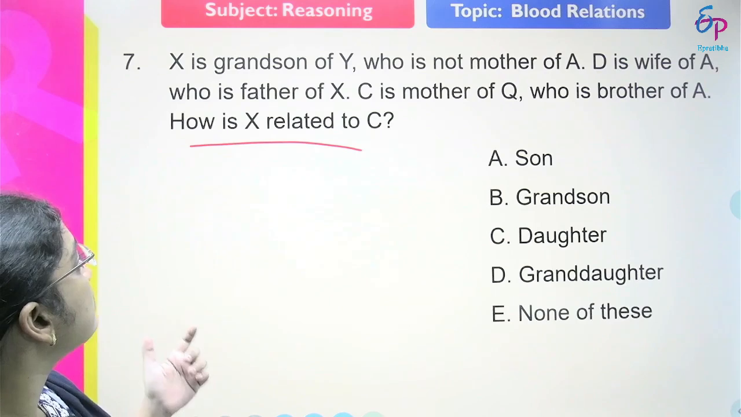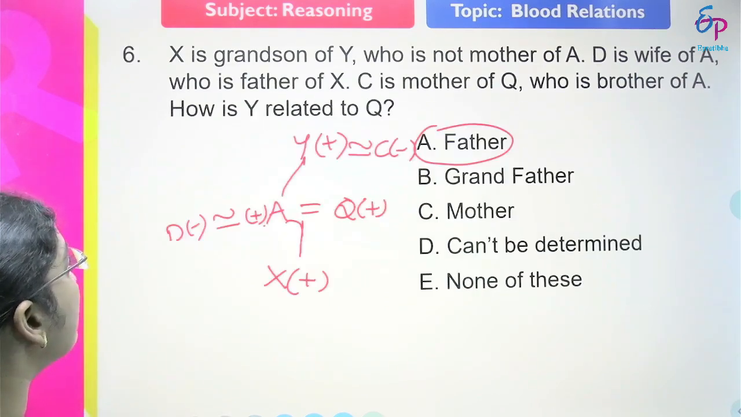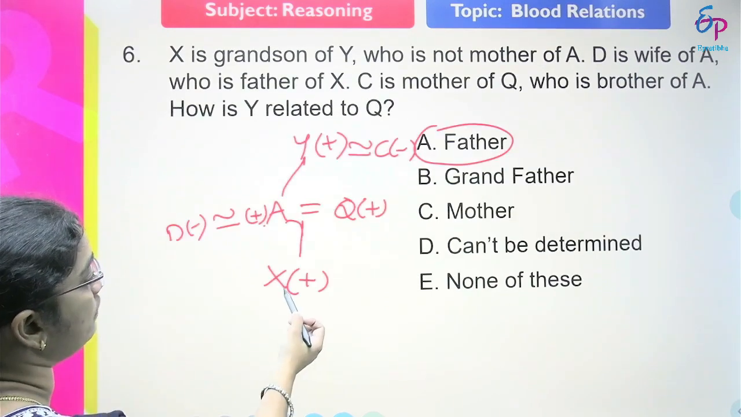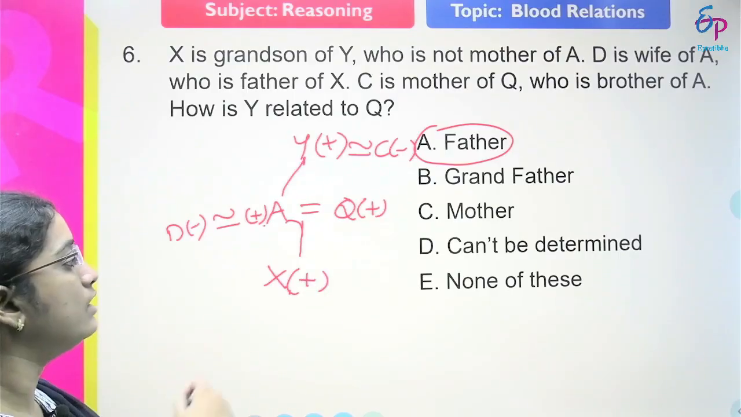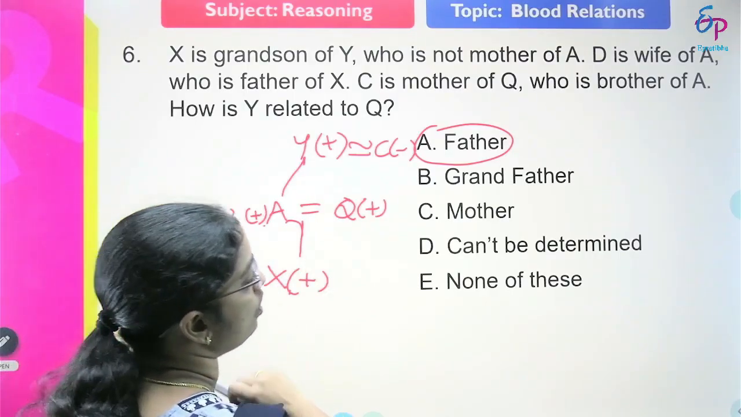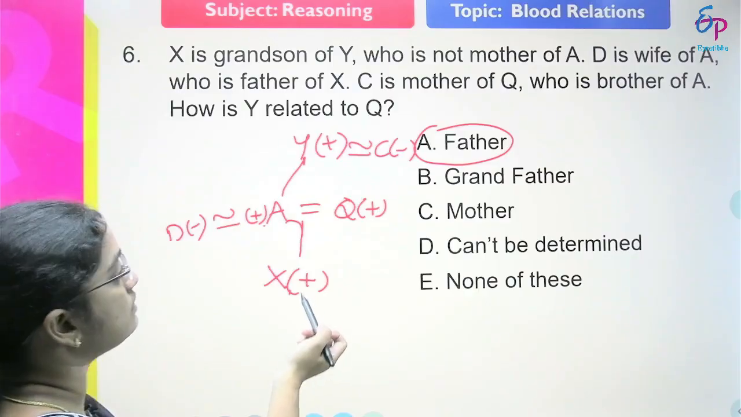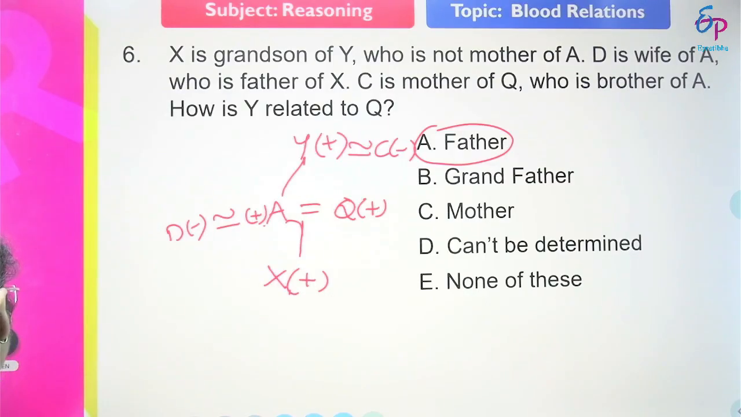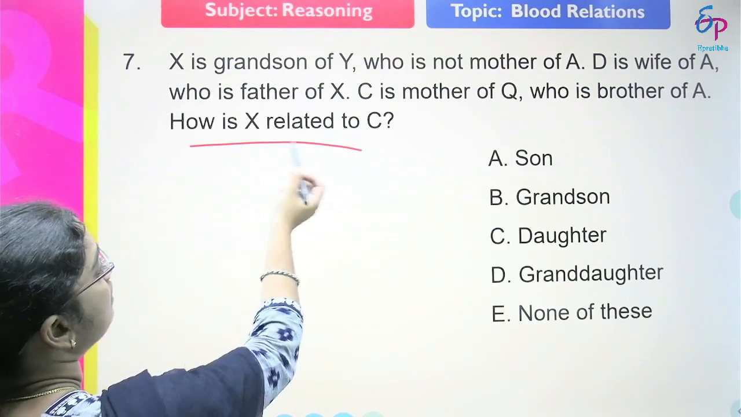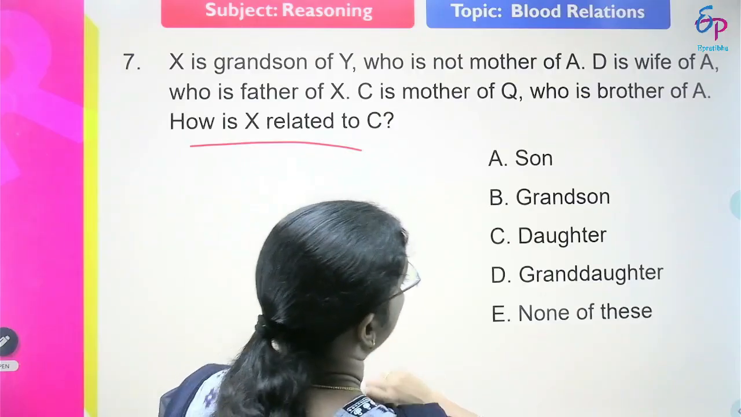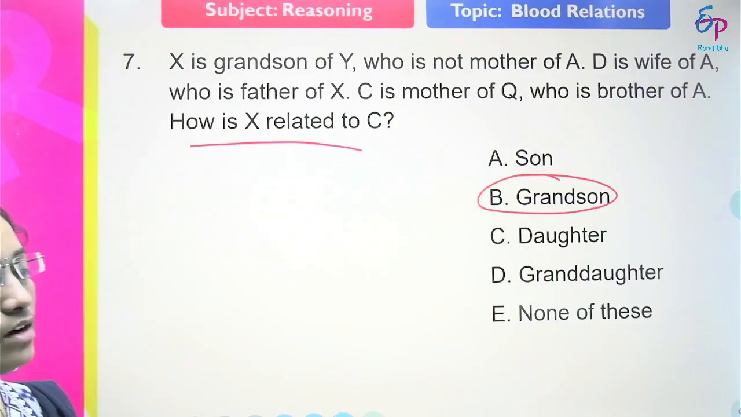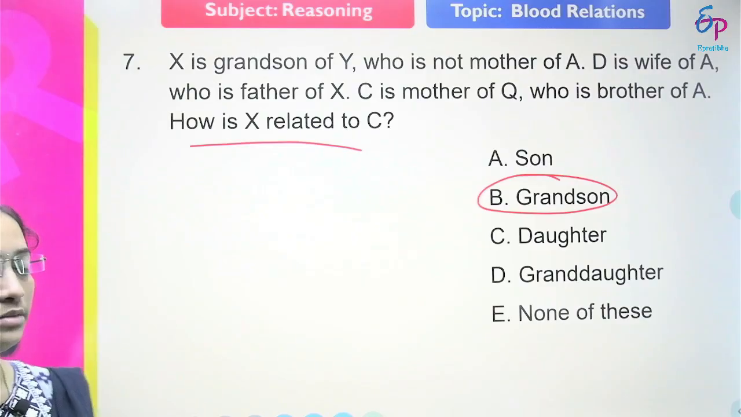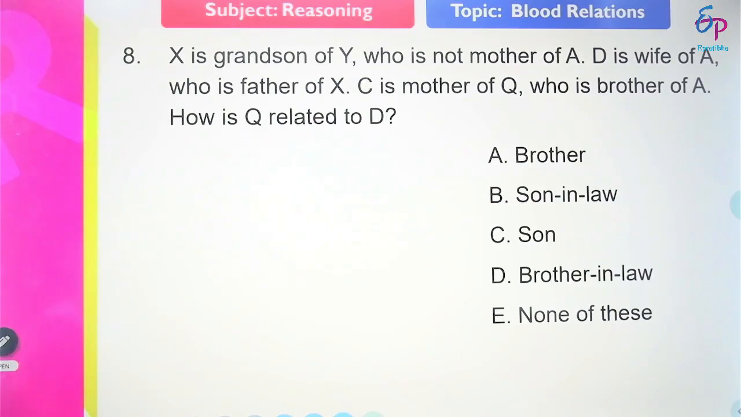So our question is, how is X related to C? X is a grandchild and the gender is male. That means X is grandson of C and Y. So X is grandson of C, and here we have that option. So our answer is grandson. Then move to next question.